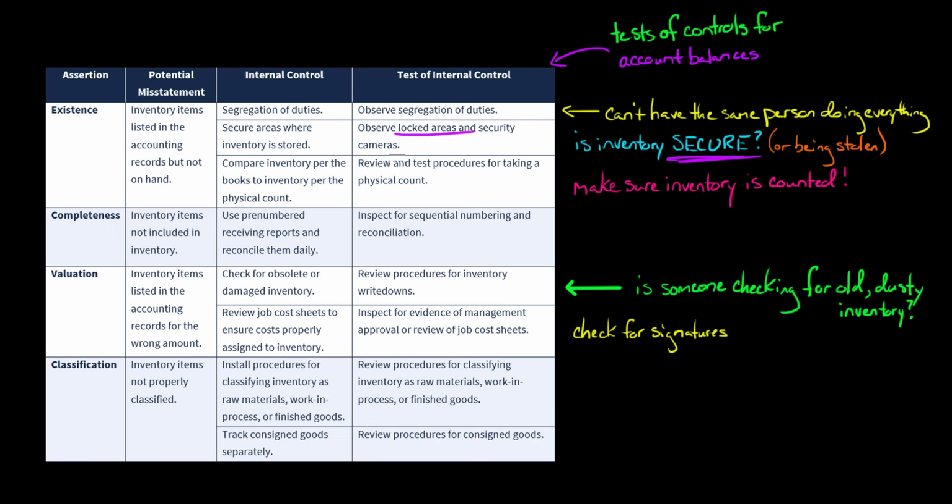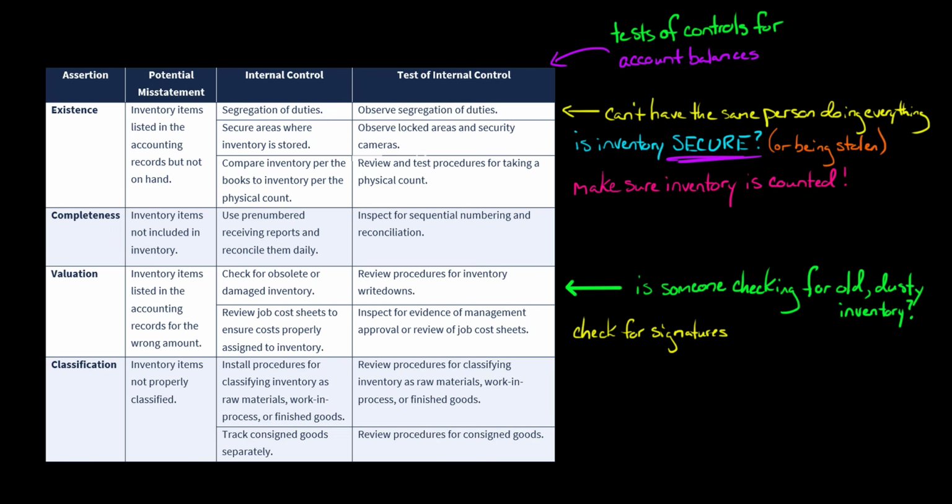Is it just an unlocked area where anybody can go and get the inventory? The auditor can go and check. Where's the inventory stored? The auditor can just walk in and take some, right? If that's the case, that's a problem. We want to make sure it's in a locked area. There are security cameras, and someone's actually monitoring them. There needs to be some kind of way to prevent people from stealing inventory.